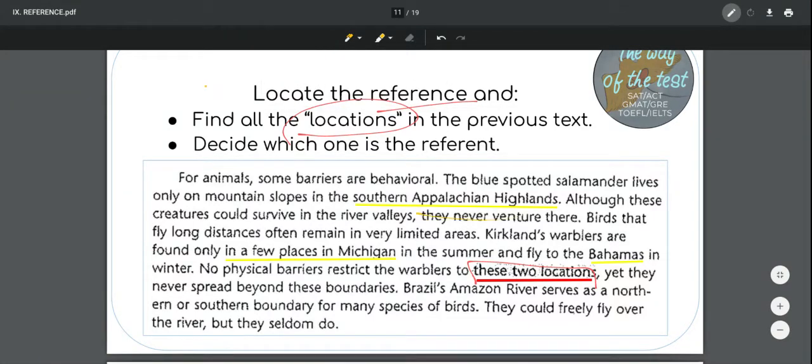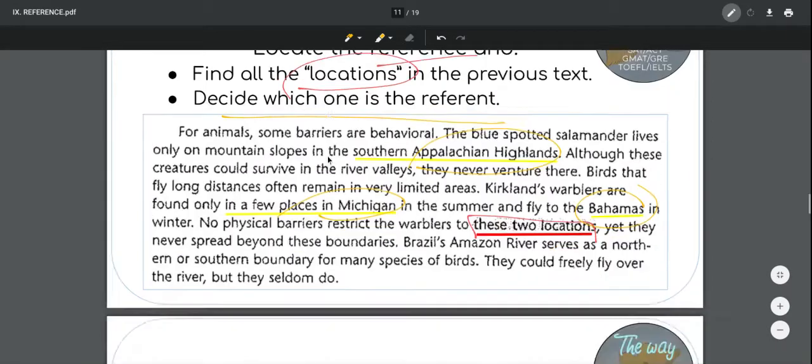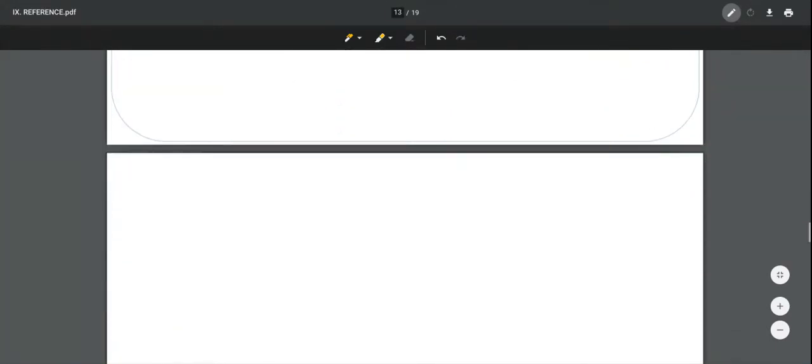So we have Appalachian Highlands, that's a location. Michigan, that's a location. Bahamas, that's a location. Now I'm going to decide which ones, because we're talking about two locations, are the reference. So between the Appalachian Highlands, places in Michigan, and the Bahamas, which ones are the locations? If you already have it, that's the answer. But we're still going to analyze the alternatives, okay?